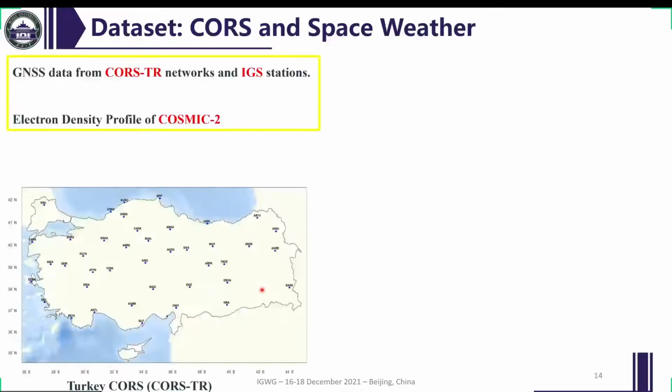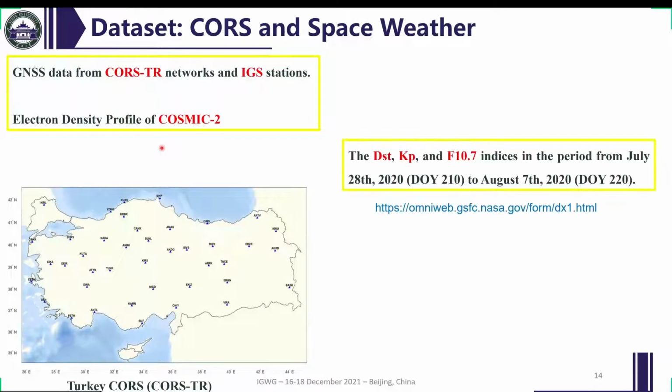The data we used are from CORS stations in Turkey and IGS stations around the area of interest. Also the COSMIC-2 satellite electron density profiles, and parameters for space weather from the MNWeb website.